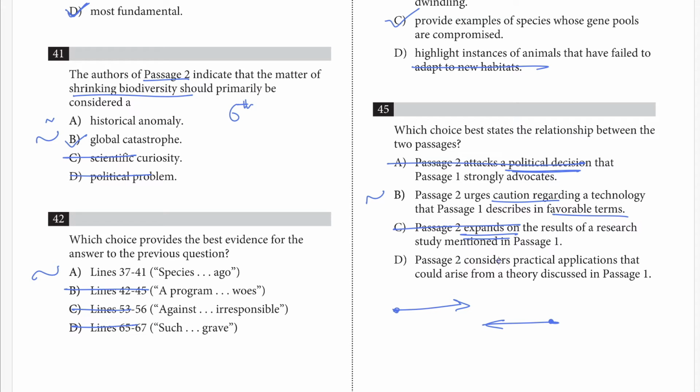And passage 2 considers practical applications that could arise from a theory discussed in passage 1. Is that the most important thing? It does mention some of the practical applications, but mostly it's the purpose of writing it, right? Remember the ending of the passage, it does mention something about those ferrets and rhinos, but that's not the main thing. So be careful. This could be a very big possible answer, but that's not the correct one. That's why B is the correct answer.